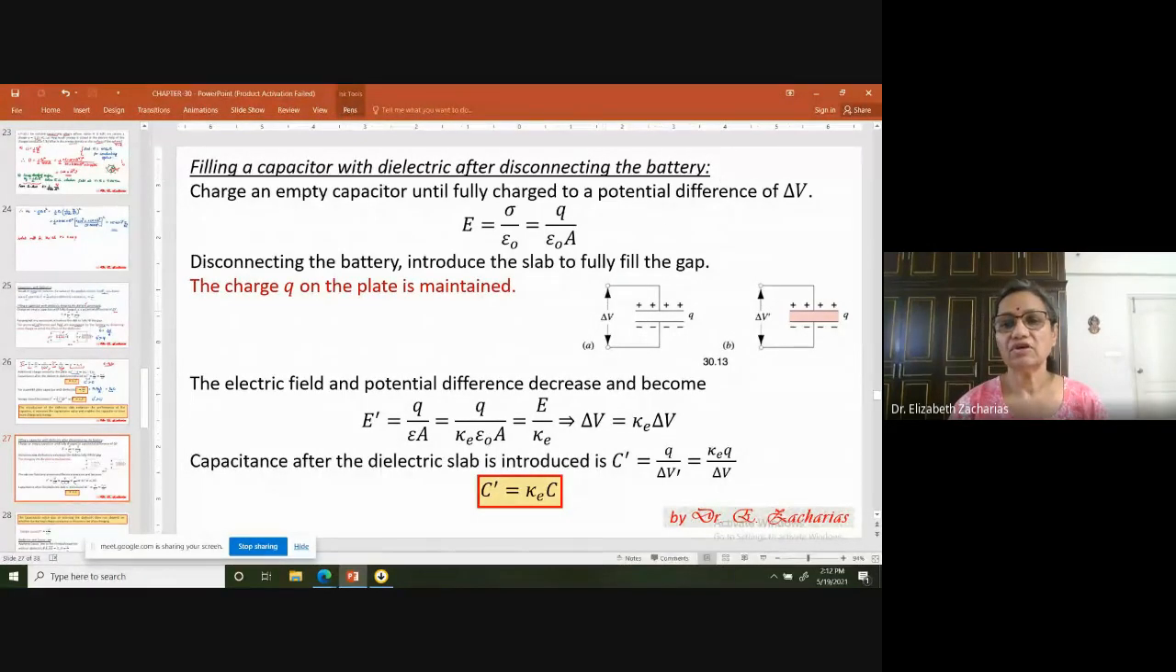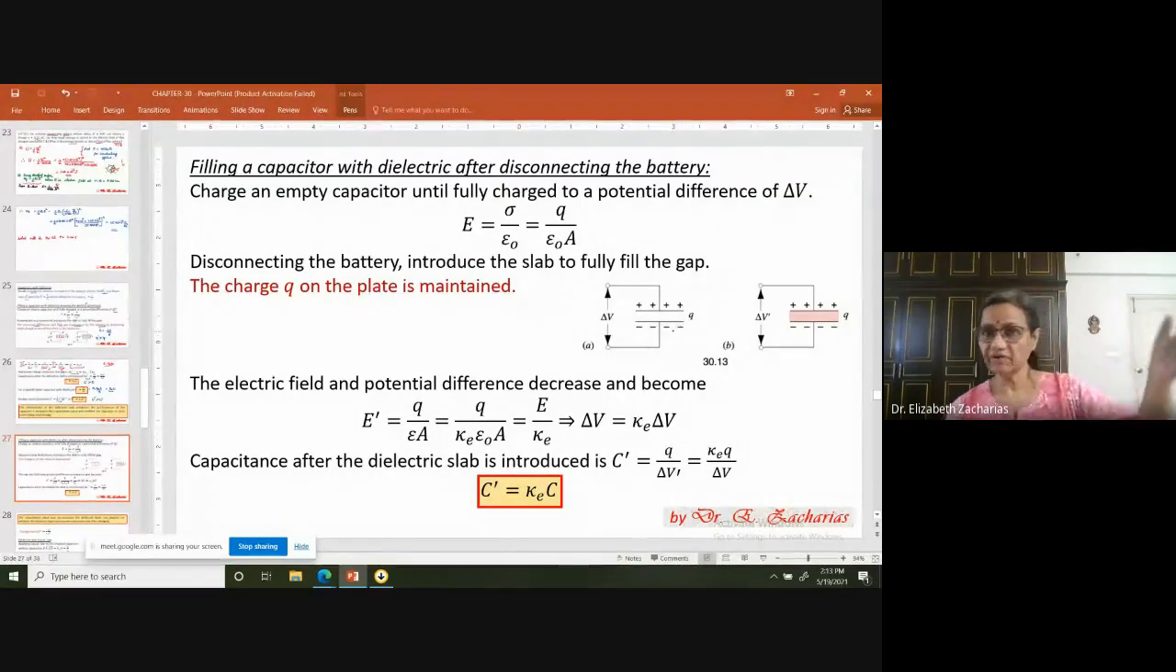So look at this picture. You've charged it to potential delta V, plus Q, minus Q is the charge on the plates. It is empty initially. Now you remove the battery. Once you remove the battery, what do you think will be a constant? Q, V, C. Which do you think will remain a constant? C will remain a constant because it is geometry. What about Q? Q also will remain a constant because it doesn't have any place to go. The circuit is open, so charge cannot move out of the plates. Therefore, Q remains constant. Okay?